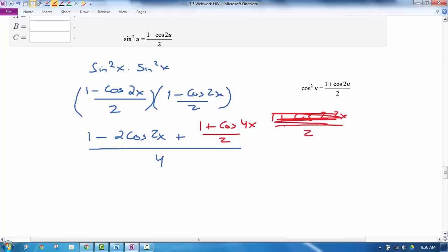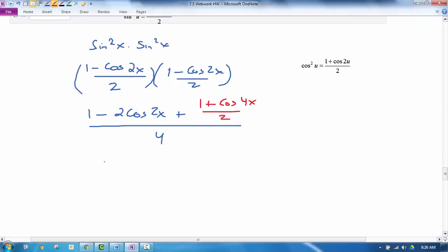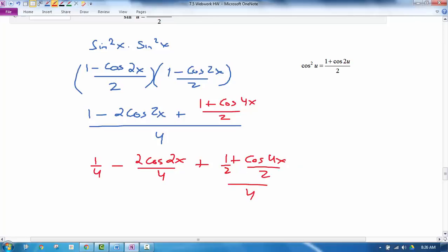So now I have to simplify all this to get it in the form they wanted it in. So I'm going to divide the 4, so I get 1/4 minus this divided by 4 will be 2 cosine of 2x over 4, plus I have 1 plus cosine of 4x. I'm going to divide the 2 into both of these, and then the whole thing's divided by 4, so I'm going to multiply through by 1/4. That gives me an 1/8 in the bottom of both of these.